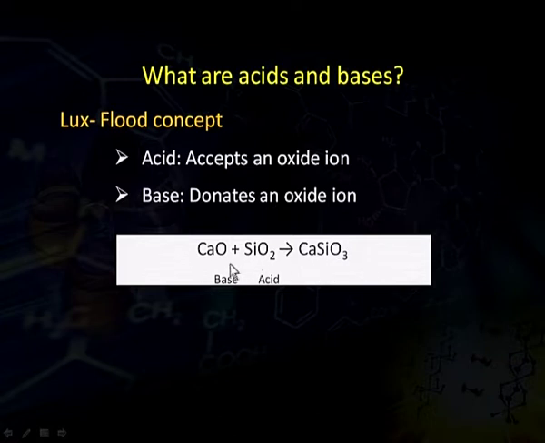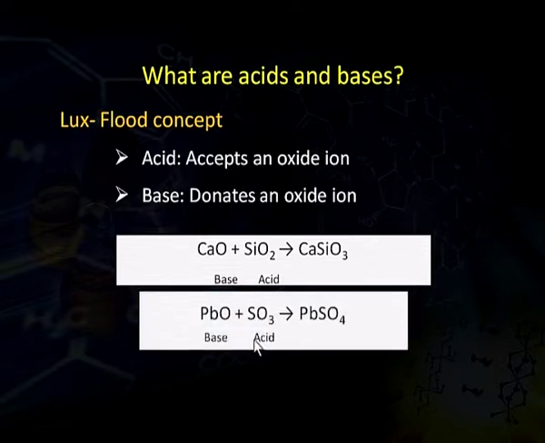In this case, we can see that calcium oxide is donating its oxygen to silicon dioxide, so that calcium silicon trioxide is formed. Since calcium oxide is donating its oxide ion, it behaves as a base, while silicon dioxide is accepting an oxide ion from calcium oxide, therefore it behaves as an acid. So, this is an example of the Lux Flood concept.